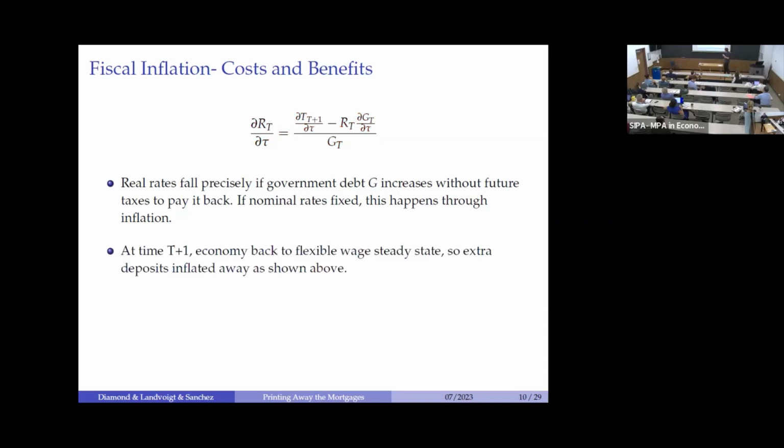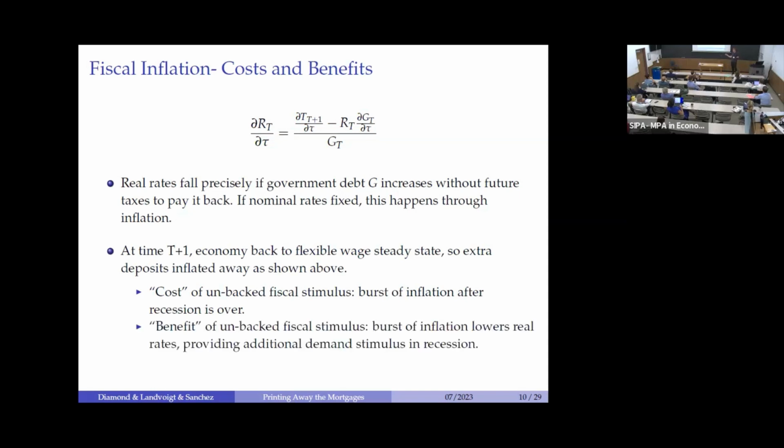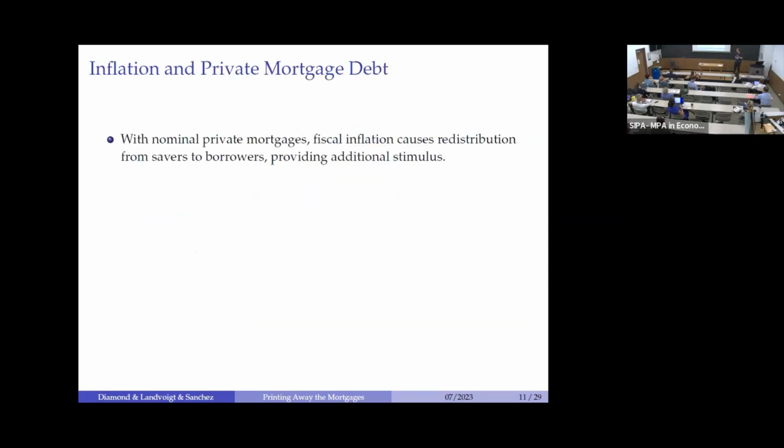So this, you might say, has costs and benefits. You get a surge of inflation after the recession, which maybe you don't want, but that's going to lower real interest rates during the recession, and that's going to increase consumption demand. So maybe you want to have, after every recession, a boost in inflation to make the zero lower bound less binding during your recession.